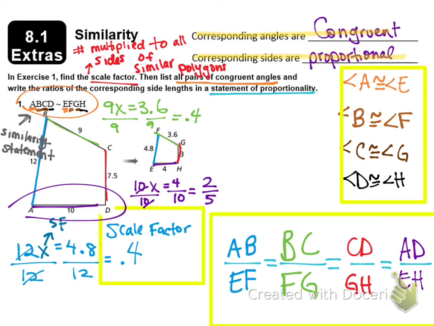Picked it up off the table. Corresponding angles are congruent. Corresponding sides are proportional. You want to highlight it. Some other things you want to highlight: scale factor. You need to know the definition. You need to know the process.